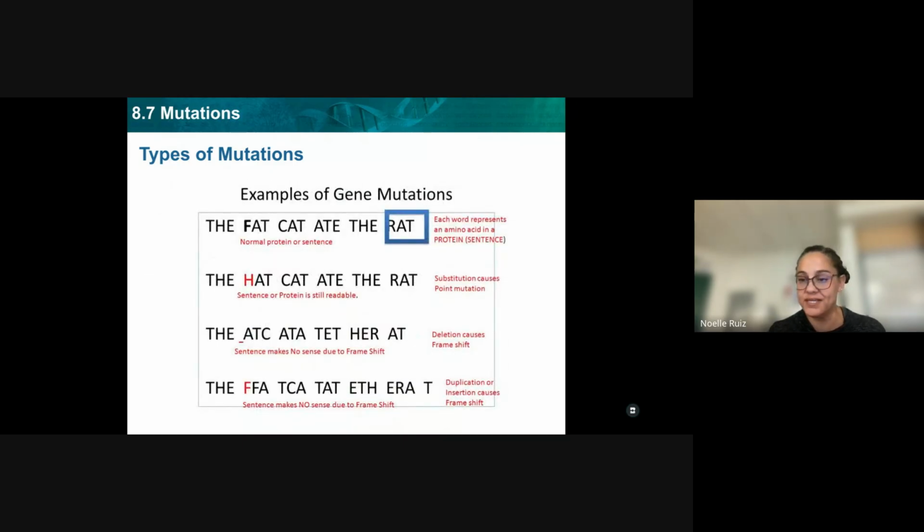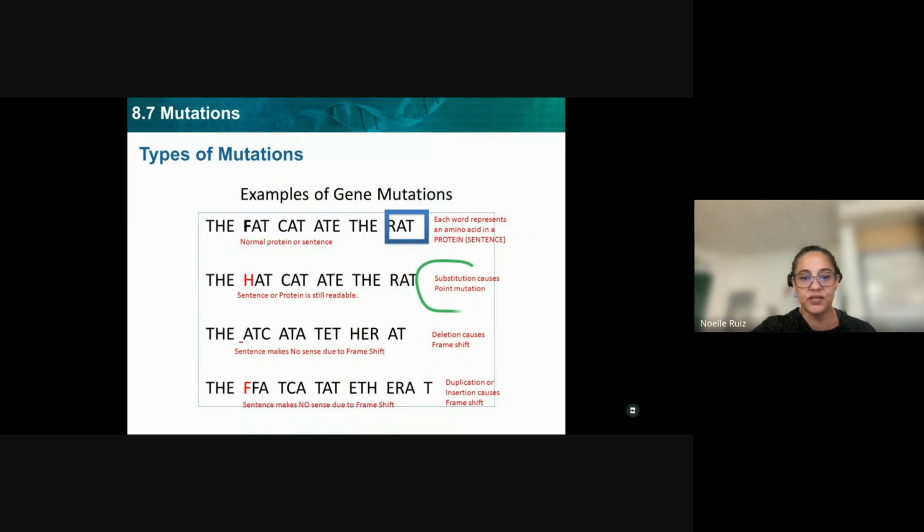So here are some examples. You guys have this picture. You can write it down. It is useful. But here is a sample sentence. The fat cat ate the rat. Every word is 3 letters because we read DNA 3 by 3 by 3. Each word represents an amino acid, and then the whole sentence represents a protein.